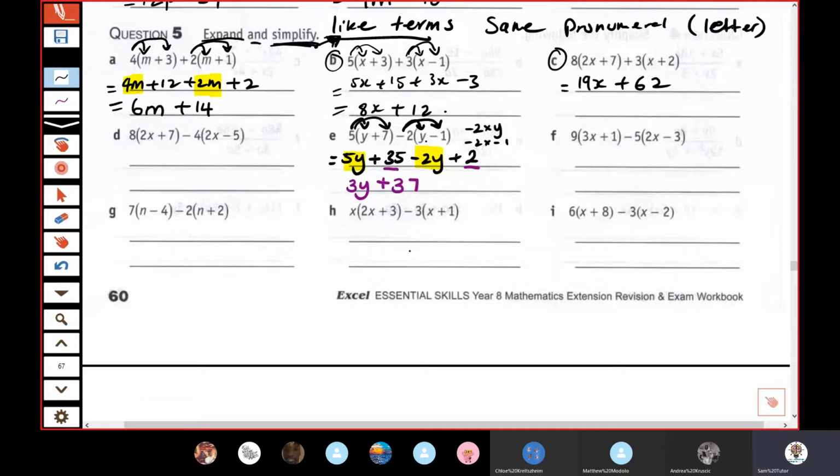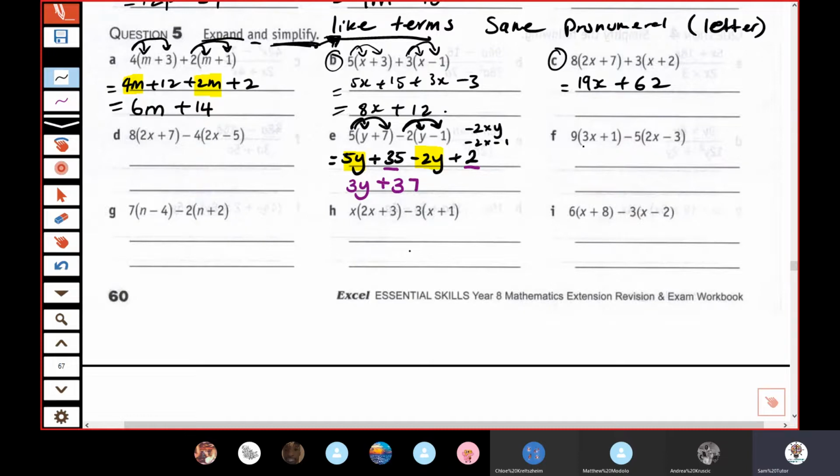So 5y and 2y are like terms because they're both y's. 35 and 2 are both just numbers. They don't have any letters, so they're also like terms. So what I did is I went 5y, take away 2y, and that gives me 3y. And then 35 plus 2, and that gives me 37. Does that make sense now?